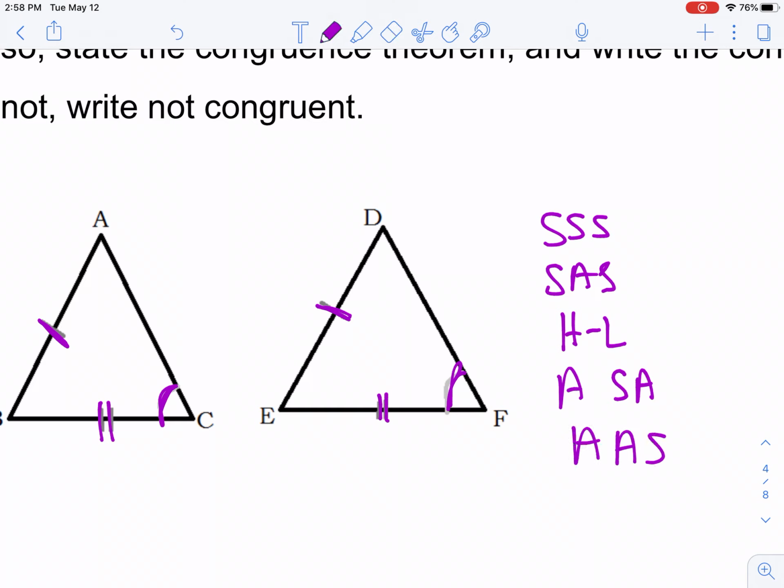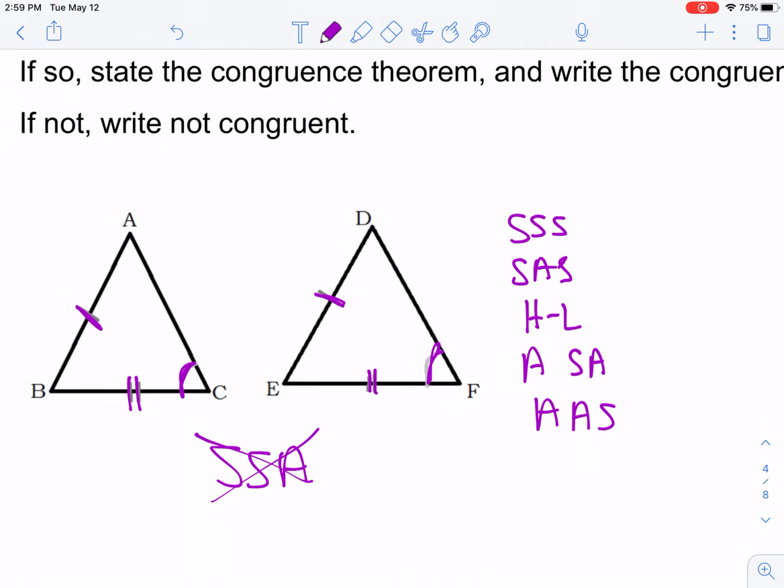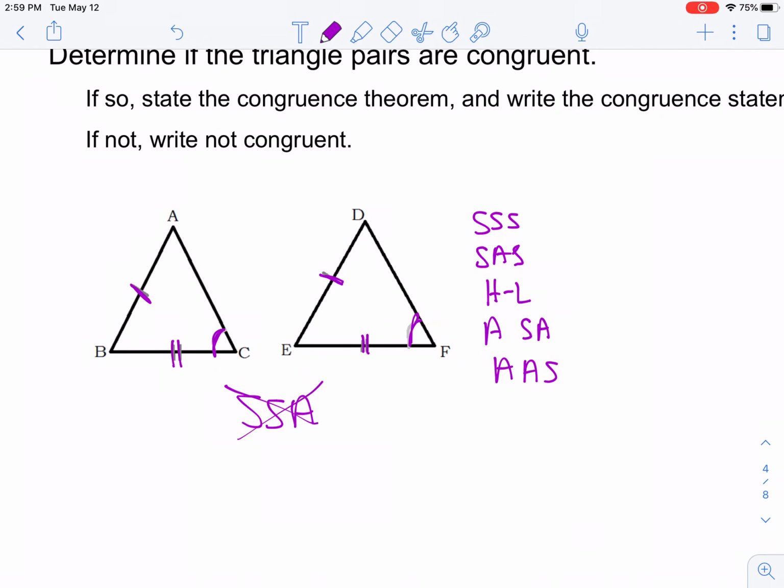What I have here is a side, and then an angle. In order for it to be side, angle, side, I would have to have the angle be over here between the two sides. That is not what I have. This is an example of side, side, angle, which if you remember from yesterday's video, is not a valid triangle congruence theorem. So these triangles are not congruent.